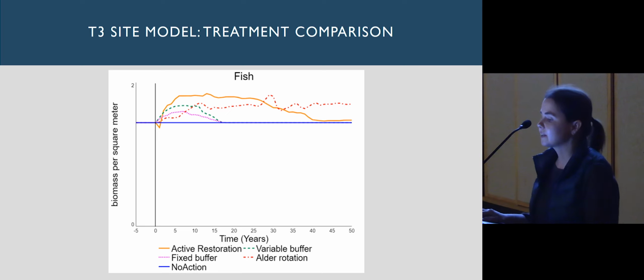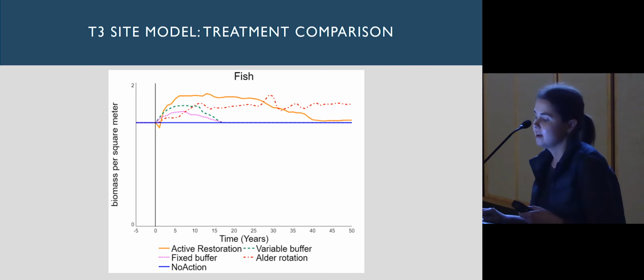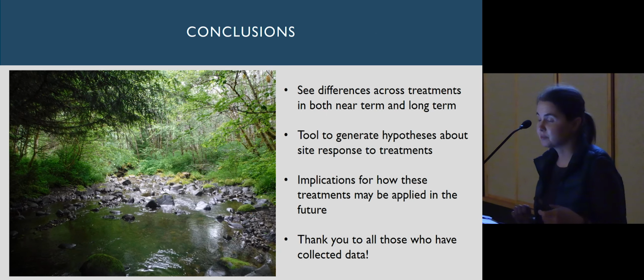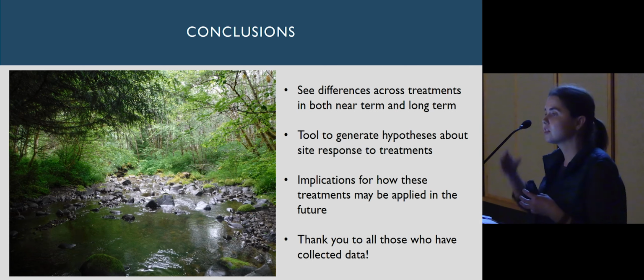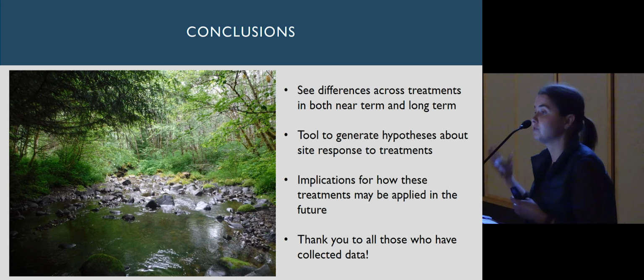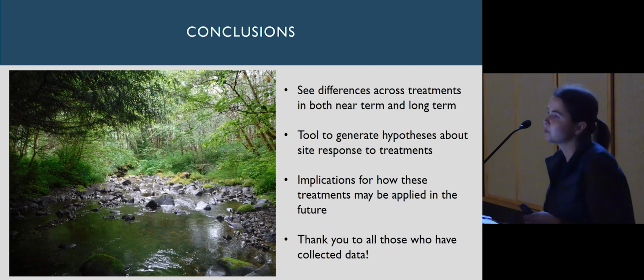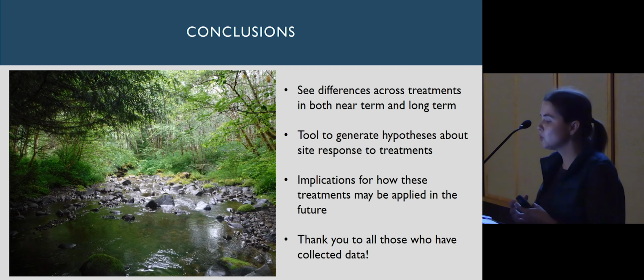So to bring it back together, we can look at what these treatments look like relative to one another. One of the things we see is that there are differences across our treatments, both in the near term, that short couple-year window, and then in the longer term, when we look out, say, 50 years. So basically, this ATP model is a tool that can be used to generate hypotheses about how these sites will respond to the treatments. And this has implications for how you might choose to apply these treatments going forward.